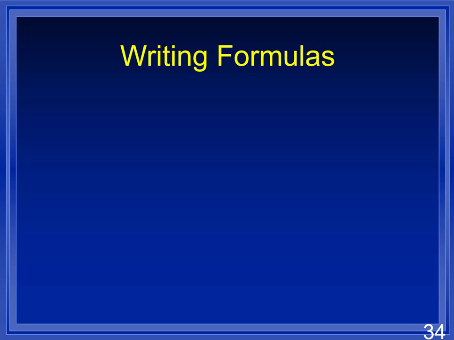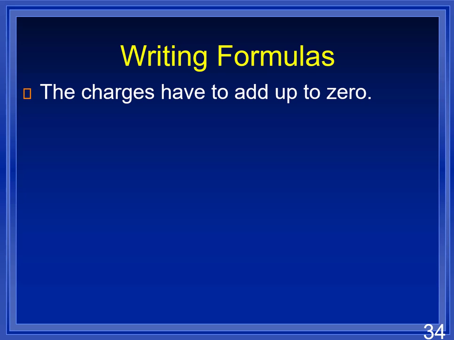Okay? So the easy way to go is writing the formulas, because all you got to remember is the charges have to add up to 0. So when you write the formula for an ionic compound, the charges have to add up to 0. So you have to have a positive piece and a negative piece, enough positive to cancel out the negative.